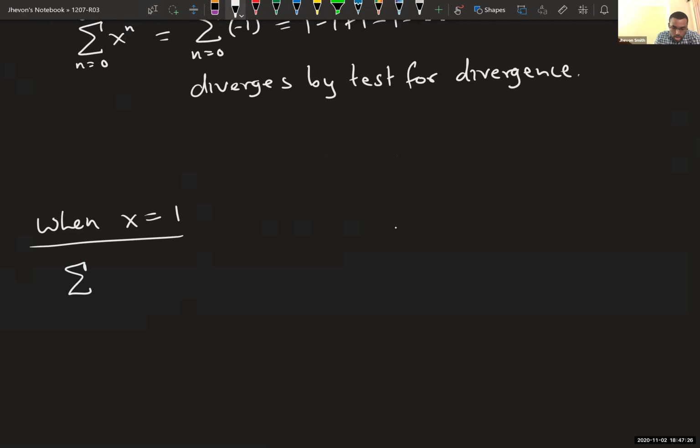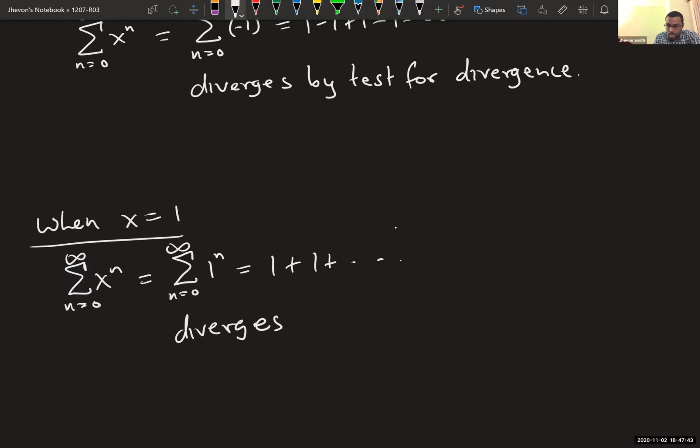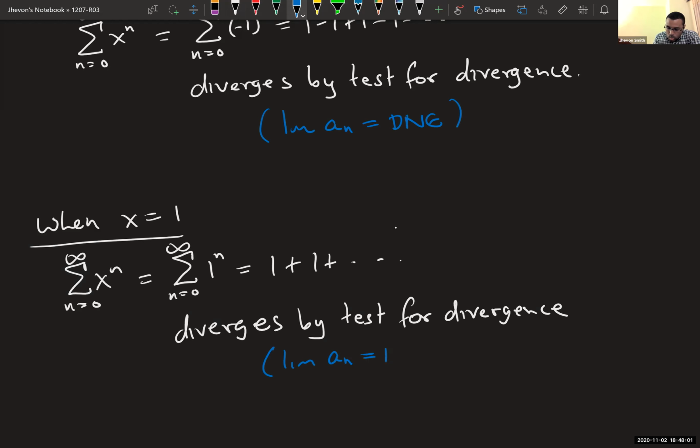When x equals 1, my series would become just the series of 1 to the n, 1 plus 1 plus 1, and so on. Notice this also diverges by the test for divergence because the limit here is 1, non-zero. So here, the limit of a_n does not exist. Here, the limit of a_n equals 1. In either case, it's not 0. That's the important part.